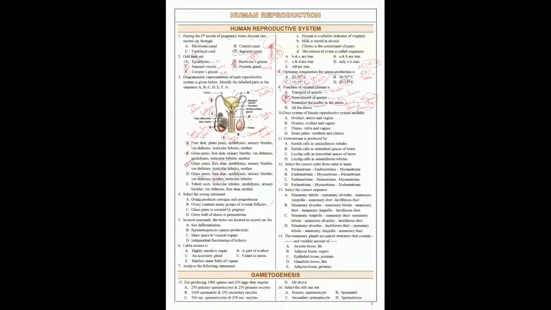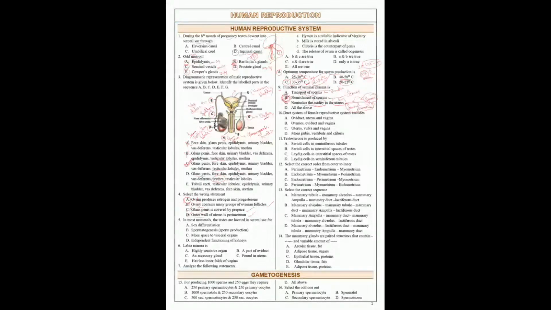Glans penis is covered by prepuce, correct. The outer wall of the uterus is perimetrium, yes. Perimetrium, endometrium, myometrium, that is your three layers. So the outer wall perimetrium is correct. This one is also correct. So the correct answer is A.